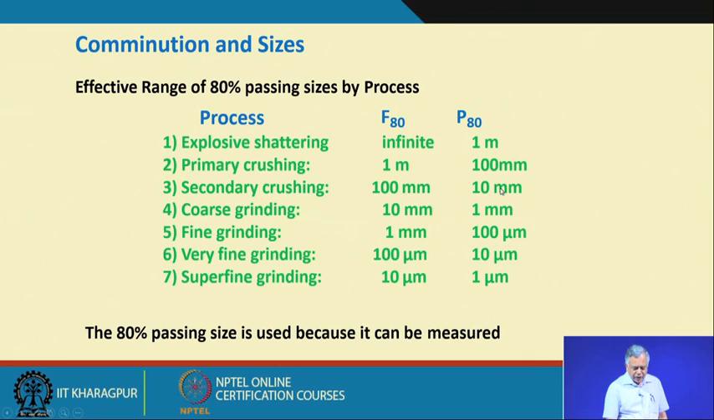From 100 millimeter to 10 millimeter, we call it secondary crushing operation, and then we call it coarse grinding from 10 millimeter to 1 millimeter. We call it fine grinding from 1 millimeter to 100 micrometers. Very fine grinding, we call it from 100 micrometer to 10 micrometer. Super fine grinding is 10 micrometer to 1 micrometer, and we can even go to the nano sizes, which is again not under the purview of so-called mineral processing engineers. They become the part of materials scientists.